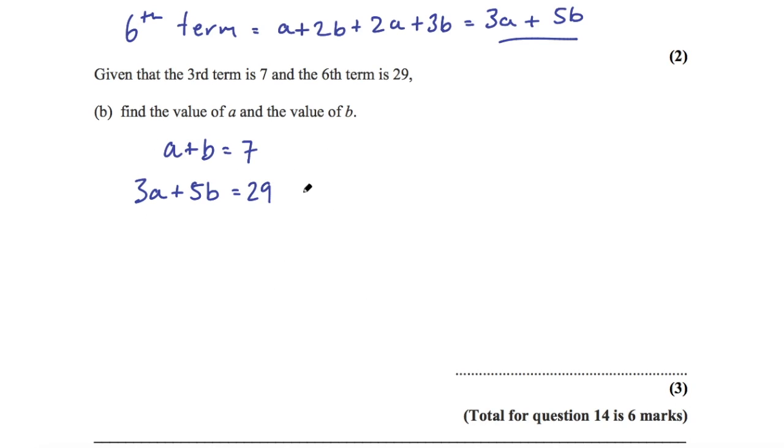I'm going to use substitution. So I'm going to start off by rearranging this equation here to say that b equals 7 minus a. And then I'm going to substitute that into the second equation. So my next line here will be 3a plus 5 lots of 7 minus a. And this allows me to now solve this equation for a.